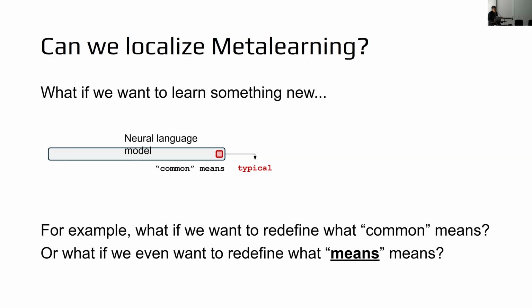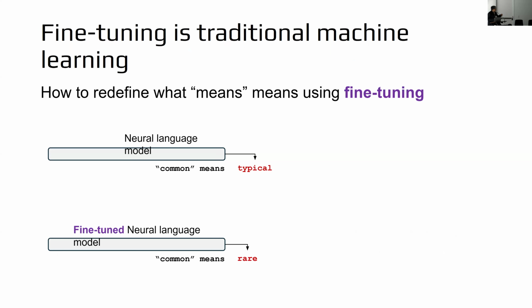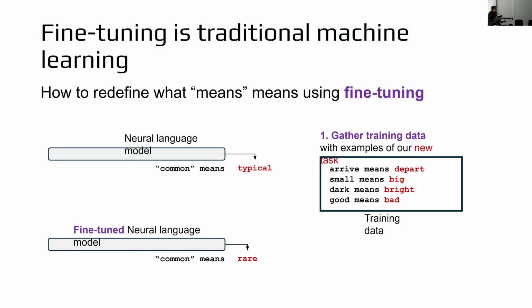So if you want to learn something new, say you have a sentence here, common means typical. What if we want to redefine what the word common means, or maybe even redefine what the word means means? What if we want to make means mean the opposite, so common means rare? What if we wanted to create a neural network that does opposite world? Well, the typical thing that we would do is to train the model, fine-tune the model on some new task data that demonstrates what we're trying to do. Arrive means depart, small means big, dark means bright.